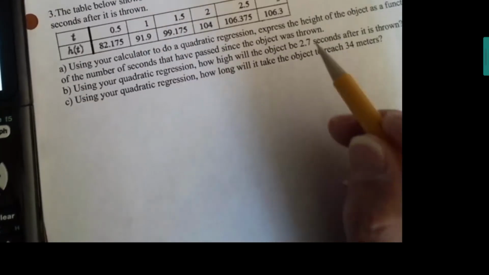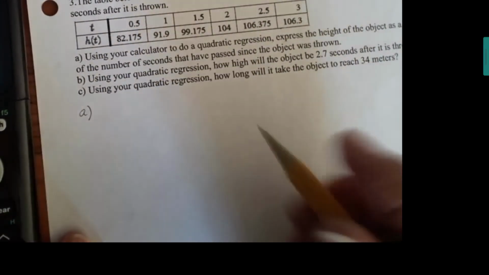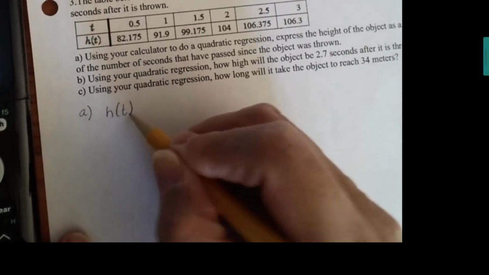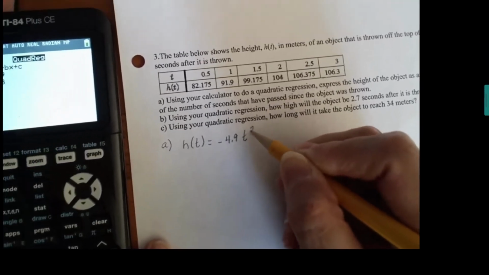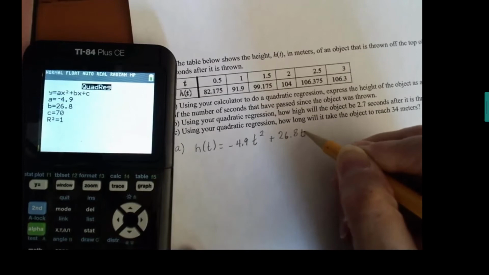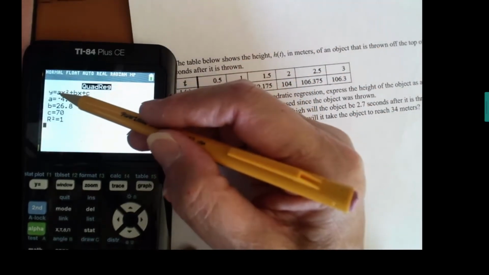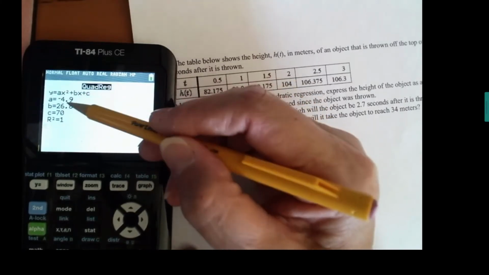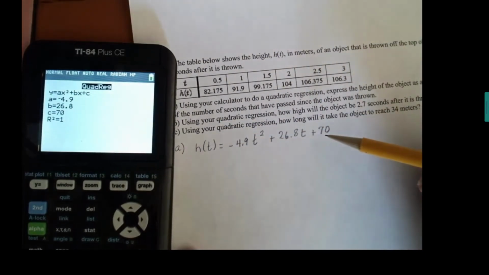So expressing the height as a function of the number of seconds after the object was thrown, we would write h of t is equal to negative 4.9 t squared plus 26.8 t plus 70. Because again, our input variable is t, and then our regression calculation gave us the coefficients of t squared and t, and then a constant, right?